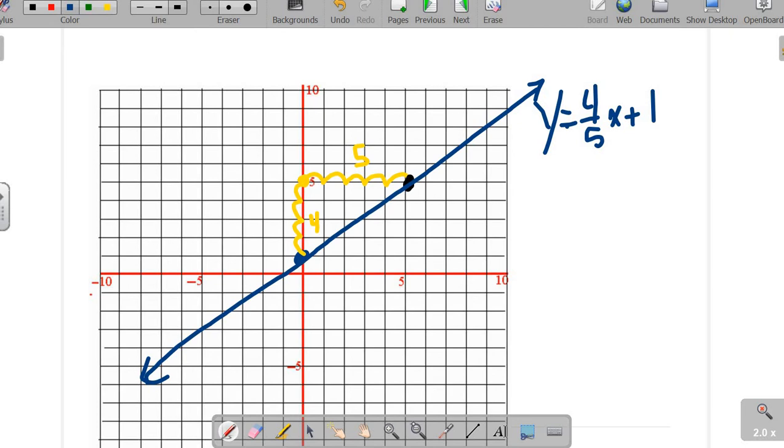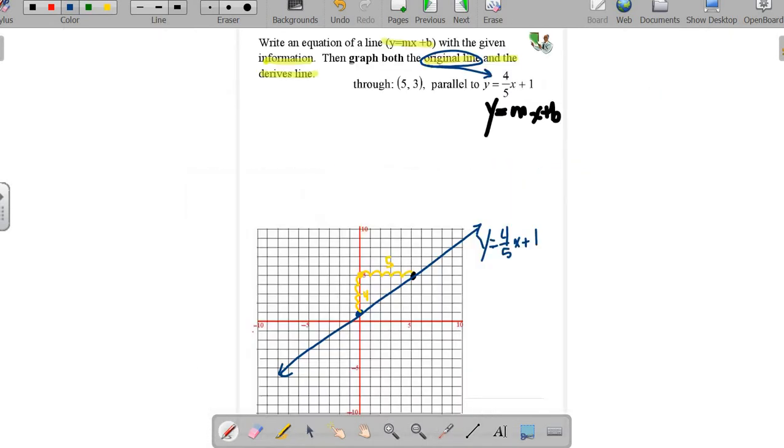Now, our second line says we're going to go through this point. This is our derived line. We're going to go through this point, and we want it to be parallel. Now, there's two ways to do this: graphically and algebraically. The algebraic way is the most accurate, because graphically it won't always be a whole number.